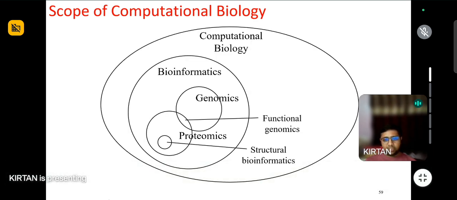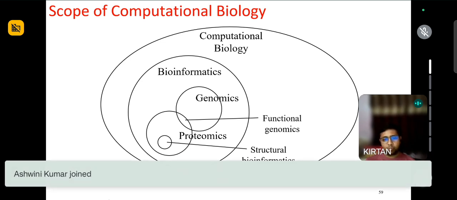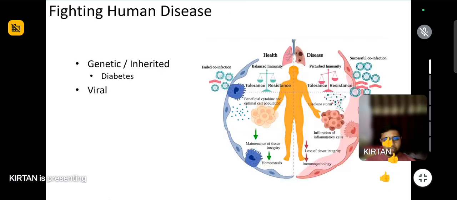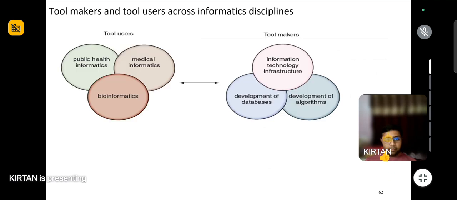Okay, now let's segregate the areas. With proteomics, there is structural biology inside it. Functional genomics is the integration of proteomics and genomics. The whole of bioinformatics and computational biology, all the areas will be integrated. Now there are two kinds: tool users and tool developers. People are using the tools and people are developing the tools. Users are called bioinformatists, and the tool makers are called bioinformaticians. When there is development of tools, databases or algorithms, those are two specific categories. Both are job oriented.